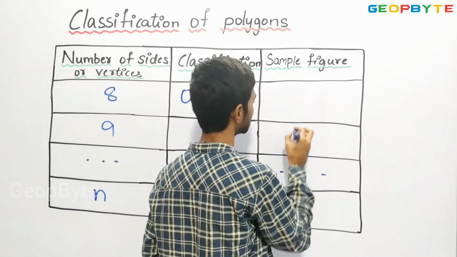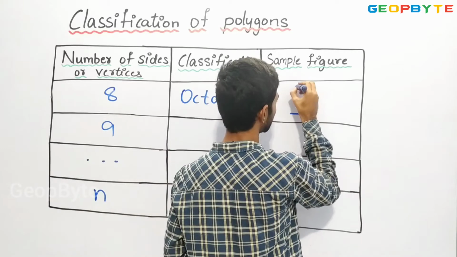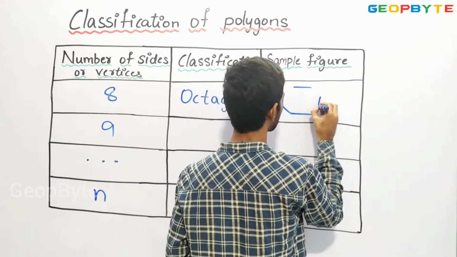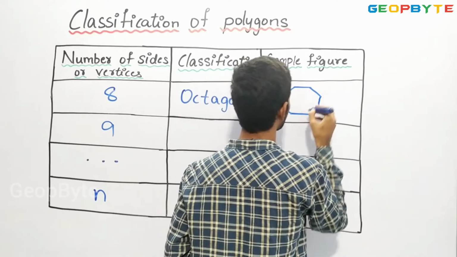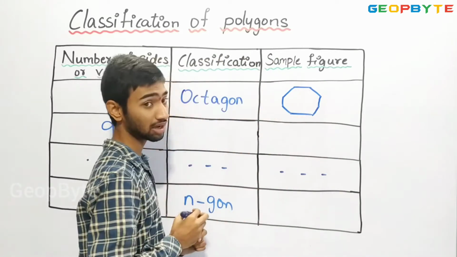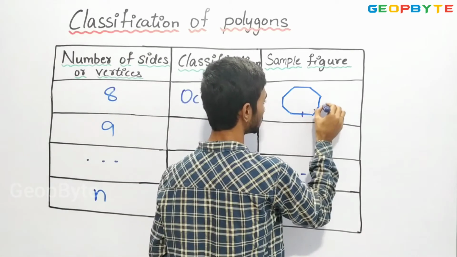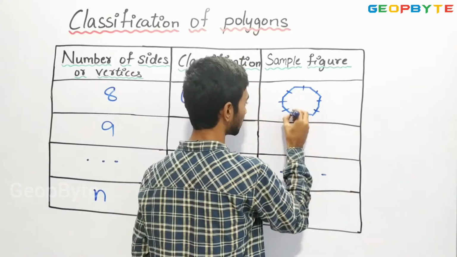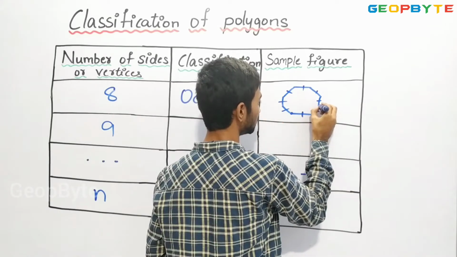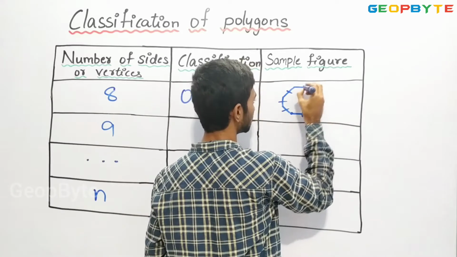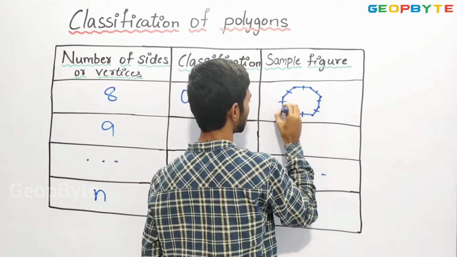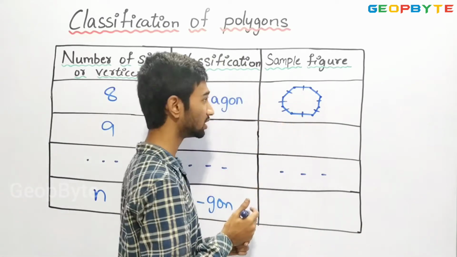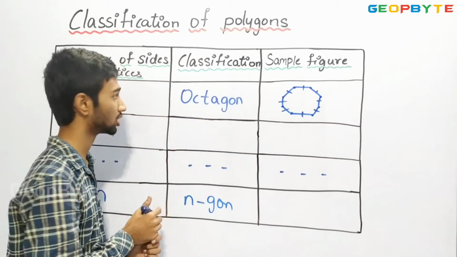The sample figure will be, so in this figure we have 8 sides and 8 vertices. 1, 2, 3, 4, 5, 6, 7, 8 sides and 1, 2, 3, 4, 5, 6, 7, 8 vertices. So in this figure we have 8 sides and 8 vertices, so it is called an octagon.